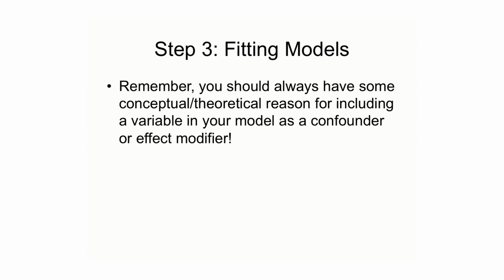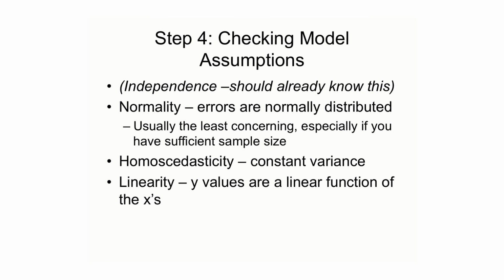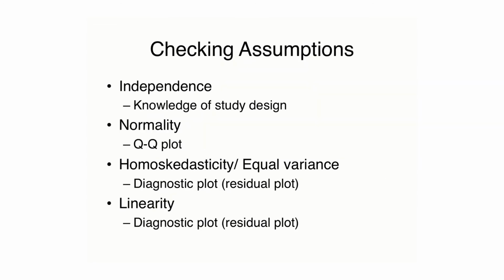Remember that you should always have some conceptual or theoretical reason for including a variable in your model as a confounder or effect modifier. If it doesn't make sense conceptually, you shouldn't include it in your model. Once you've decided on a final model based on adding and dropping variables, checking the model fit, and so on, you should then check your model assumptions. Just as a brief reminder, independence is checked through knowledge of study design, normality is checked using a QQ plot, and we use a residual plot to check linearity and equal variance. Remember, these assumptions don't have to be perfectly met, only approximately met.